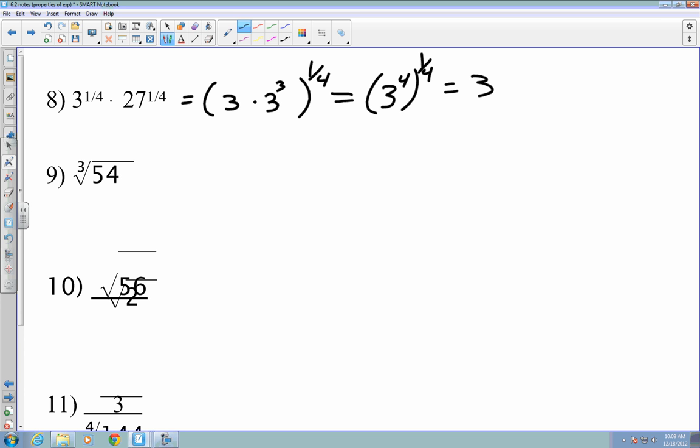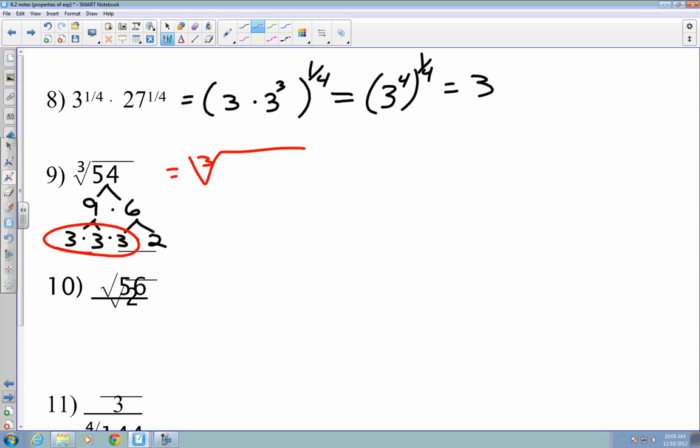Okay, if I have the cube root of 54, first thing, if it doesn't come to mind that I have something right away, let's simplify that. If I have 9 times 6, 6 is 3 times 3, 3 times 2. Well, I'm taking a cube root. Guess what? I have 3 3's. So this is the cube root of 3 to the 3rd power times 2.